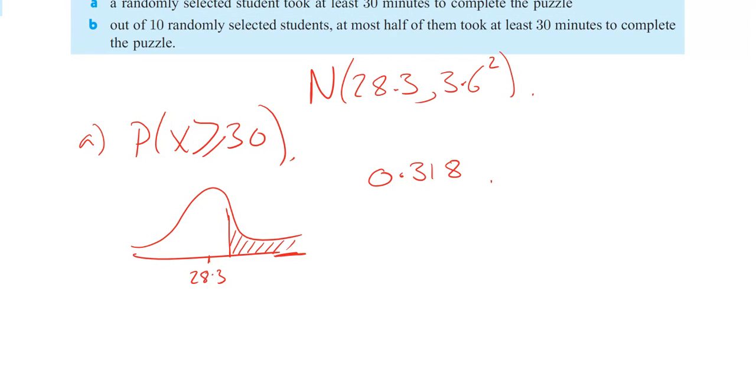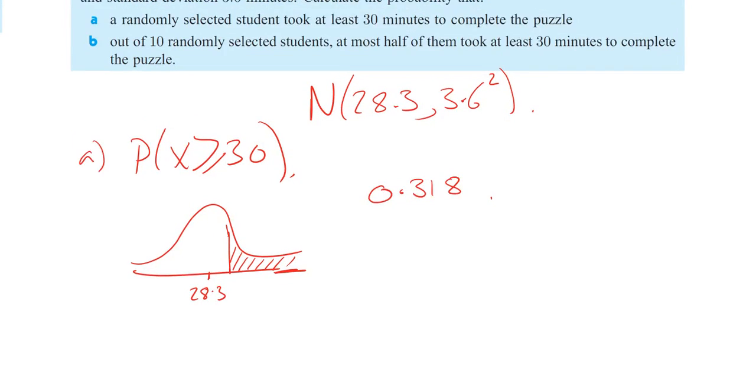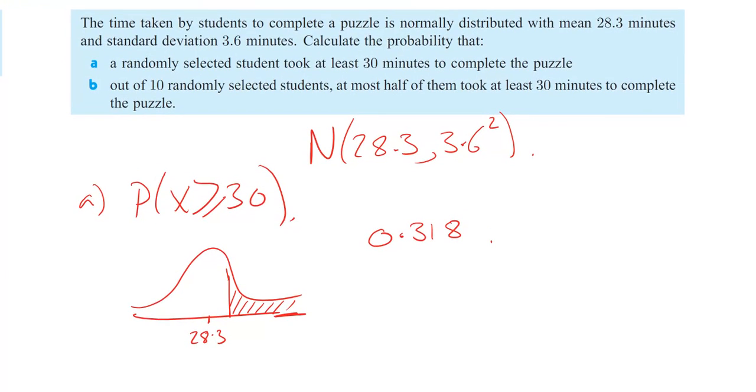Okay, part B. Out of 10 randomly selected students, at most half of them took at least 30 minutes to complete the puzzle. This is a headache, this one. This is very challenging. The answer to this is it is absolutely not anything to do with the normal distribution. We have to be really careful here. Yes, it is normally distributed, but now we've thrown something else into the mix. We've got 10 students. And of course, they can either do it in 30 minutes or not do it.